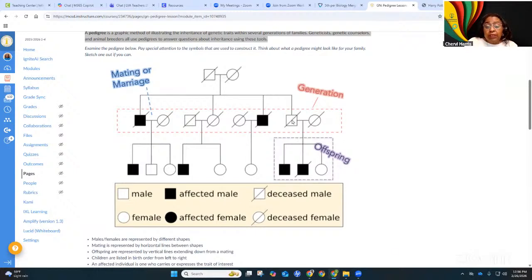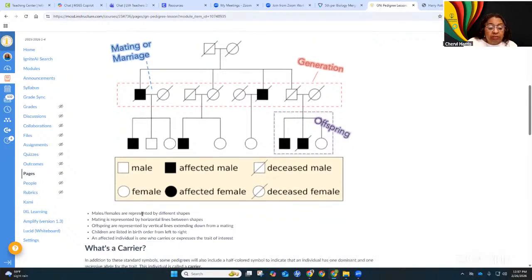Fourth set, the son and his wife had 3 children. 2 of the sons born to that group are affected, and 1 of them has passed away. Okay, so you see how I'm able to read this chart just by using the key down here at the bottom. Most of these activities will give you a key, so you'll know what the shading means.